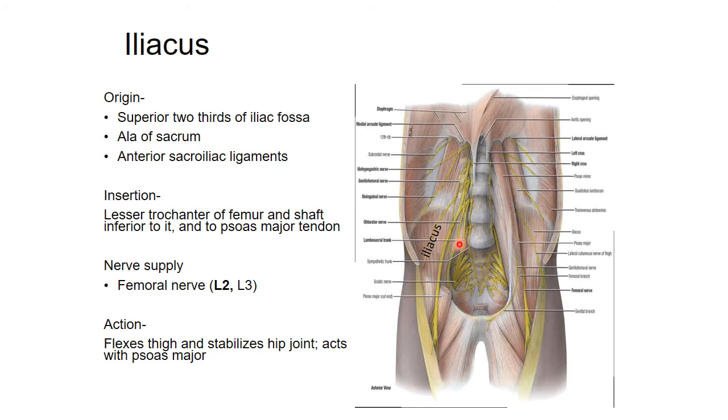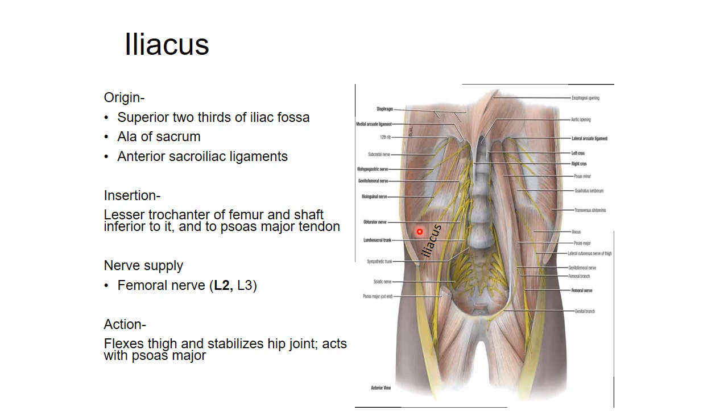At the same time, here is the sacroiliac joint. There are anterior sacroiliac ligaments on both sides. Their surface also gives attachment to the iliacus. So the iliacus originates from the superior two-thirds of the iliac fossa, from the ala of the sacrum, and from the anterior sacroiliac ligament.